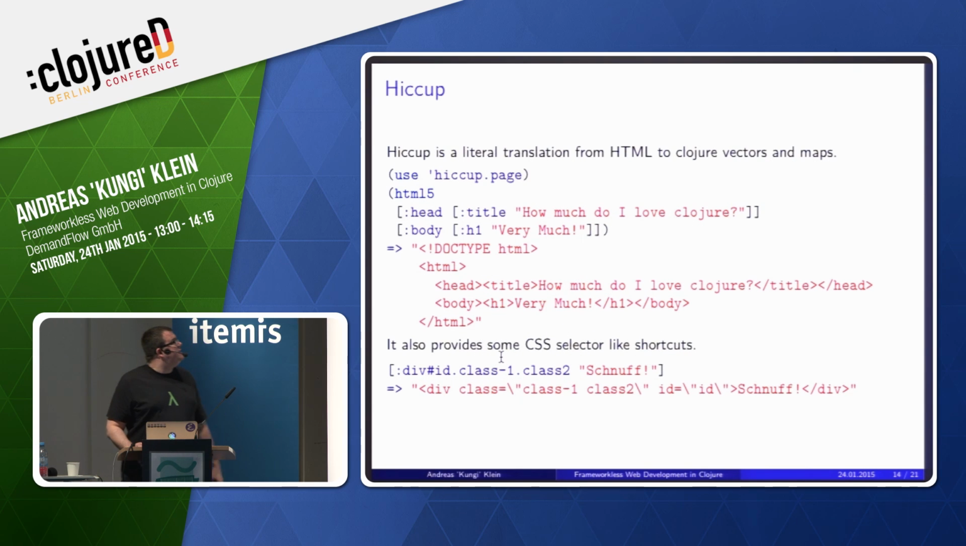If you want to create HTML, we got Hiccup, which is, I think, the easiest way to do this. You just write vectors of vectors of vectors and just construct your HTML tree. Like in this case, we use hiccup.page. It provides a function called HTML5, which sets the doctype and the HTML tags around it.